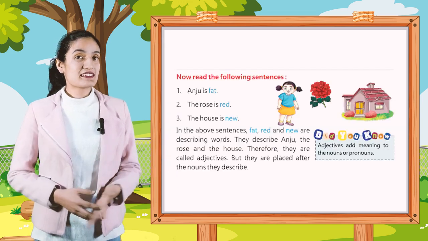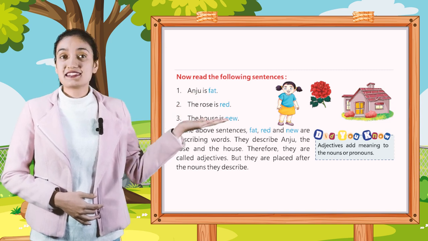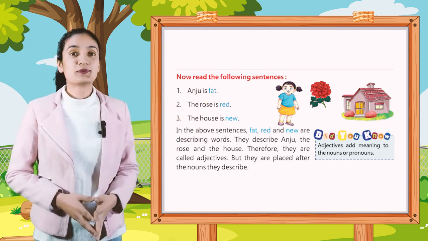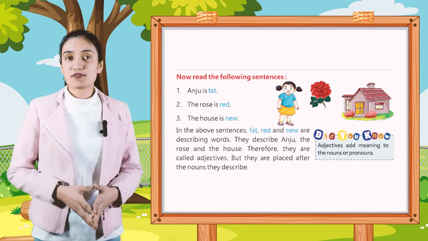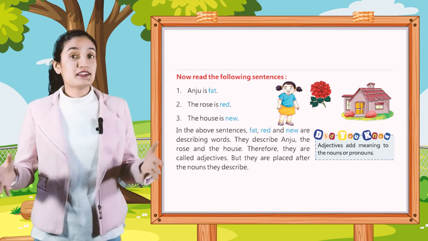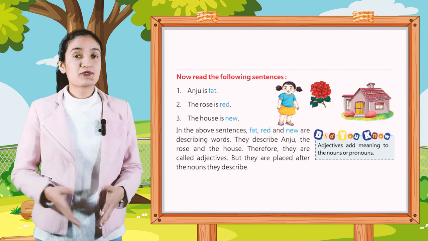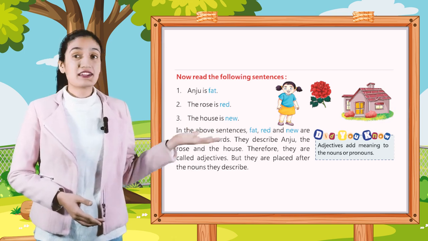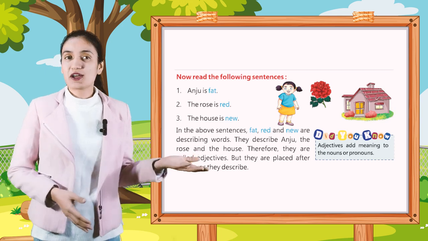Now read the following sentences. First, Anju is fat. The rose is red. The house is new. In the above sentences, fat, red and new are describing words. They describe Anju, the rose and the house. Therefore, they are called adjectives, but they are placed after the nouns they describe. Now kids, did you know adjectives add meaning to the nouns or pronouns?